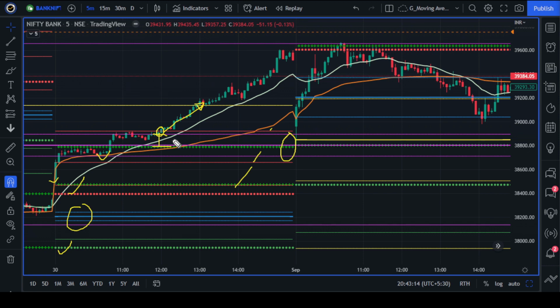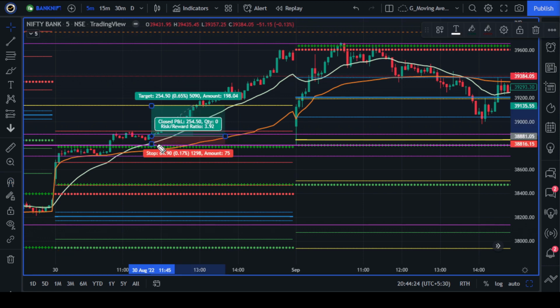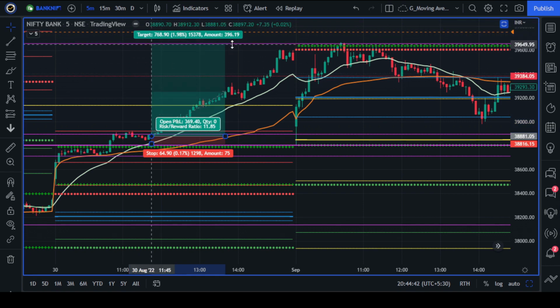This is a very small stop loss with a good target already set. So you can see here, if this is a stop loss and this is a target, the risk reward ratio is 3.92. In fact, you can continue to trail up to the next pivot here.